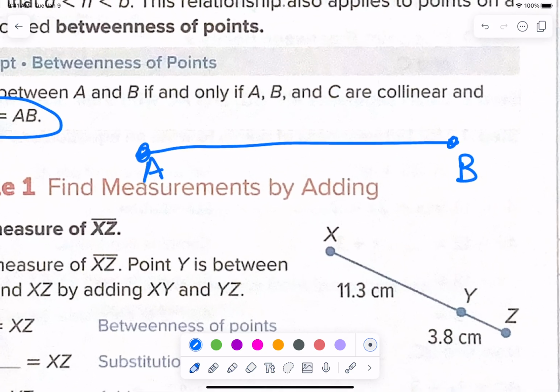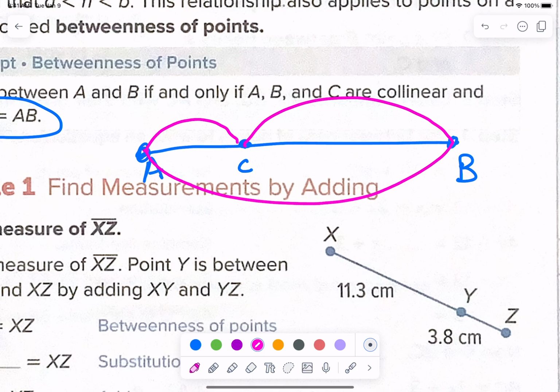Okay? Now, here's what I'm going to do. I'm going to put C down on that line, but I'm going to put him closer to one side or the other so he doesn't look like he's exactly in the middle. I'm going to do that on purpose. Here's what the betweenness of points says. If I know the length from A to C, and I know the length from C to B, and I add them together, that makes the length from A to B. If this is 3 and this is 7, the whole length is 10, right?